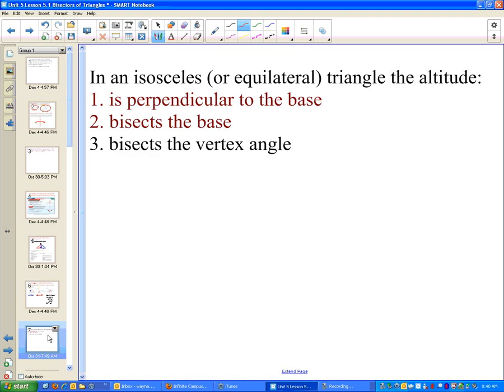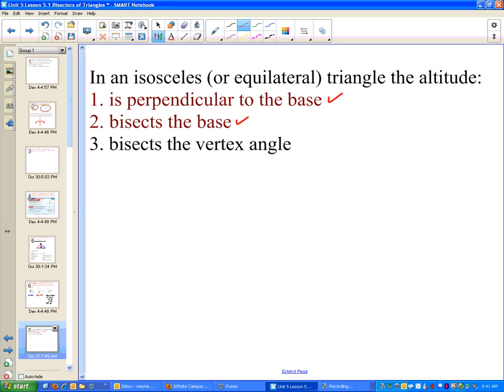Remember what we talked about the other day? In an isosceles triangle, the altitude, remember what an altitude is? It starts at a vertex, is perpendicular to the opposite side. But every triangle has three altitudes, okay? In an isosceles triangle, unless we're stating otherwise, the one we're talking about is the one that goes from the vertex angle perpendicular to the base. So think about it. If the altitude is perpendicular to the base and it's on the perpendicular bisector, it bisects the base.